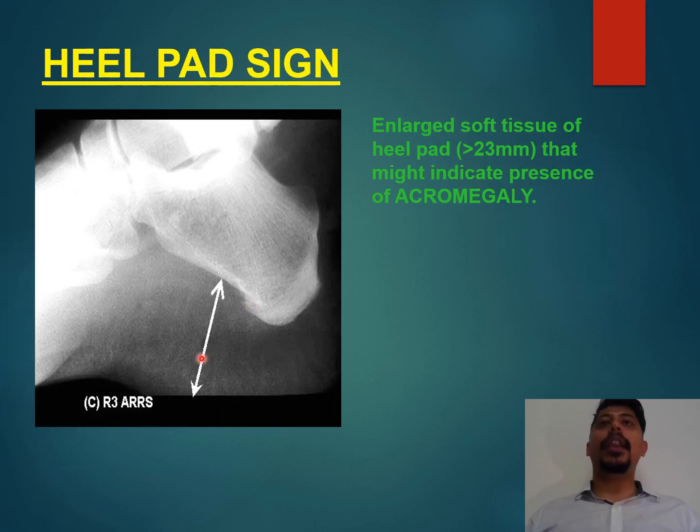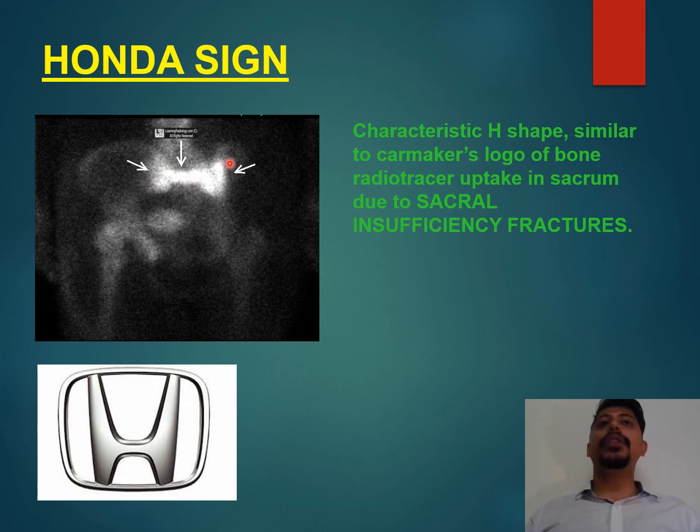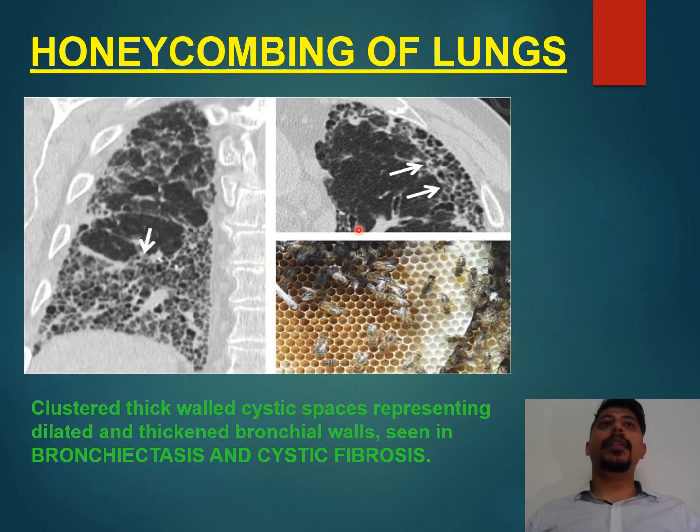Heel pad sign. Enlarged soft tissue of the heel pad more than 23 mm is seen in acromegaly. If it is more than 23 mm, that is heel pad sign. Honda sign. This is in the nuclear scan in sacral insufficiency. It gives the appearance of the Honda car maker's logo because of the radiotracer uptake.